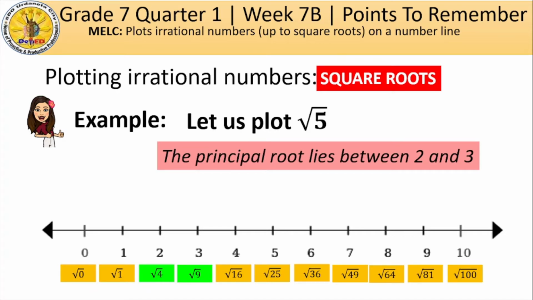and 3. And we can even be a little more specific with our estimate by knowing that the square root of 5 is closer to the square root of 4 than the square root of 9. So it's probably greater than 2 and a little less than 2 and 1/2. Therefore, when we plot the square root of 5 on our number line, it will lie here.